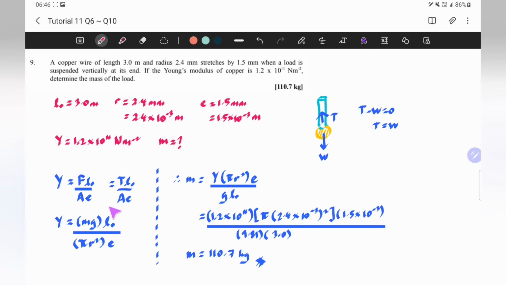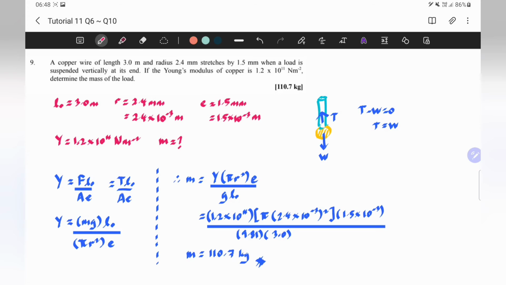By rearranging the equation, we need to find mass. So mass equals Y multiplied by this, and then divided by g L naught. Then we just substitute the values of Y, the radius, the elongation, also g and L naught, so that you will get the mass, which equals 110.7 kilograms.